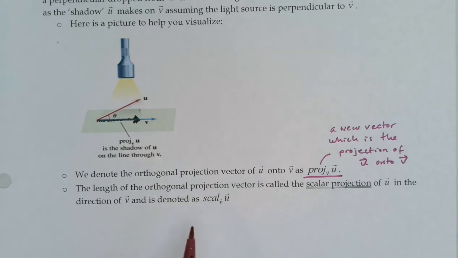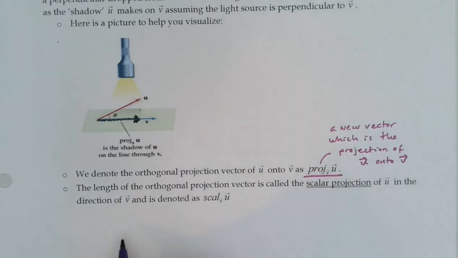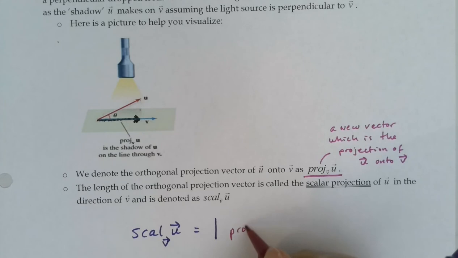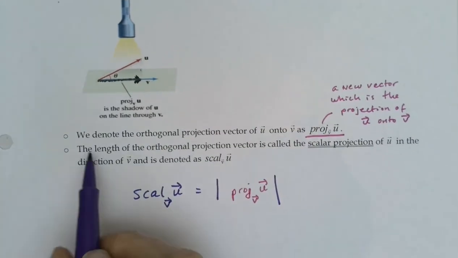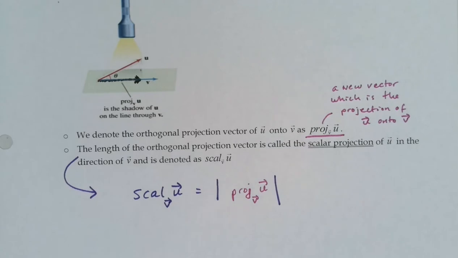The length of the orthogonal projection is called the scalar projection of u in the direction of v, and is denoted as scalar v of u. So that would be the length, or excuse me, the magnitude of the projection. So the scalar projection of u onto v is equal to the magnitude of the projection of u onto v, following the same magnitude definition that we know and love. So that's what that second line is saying.